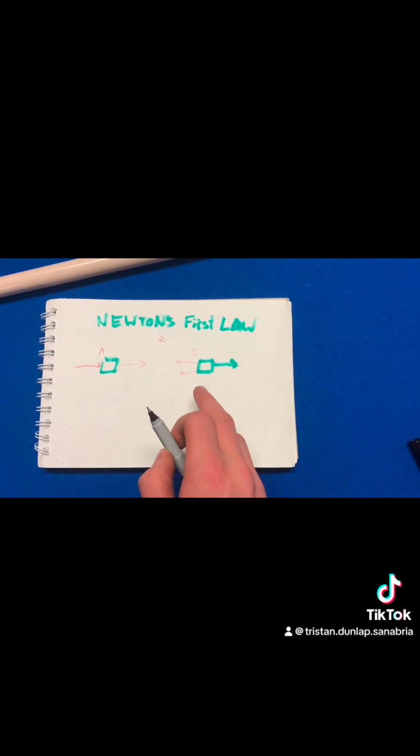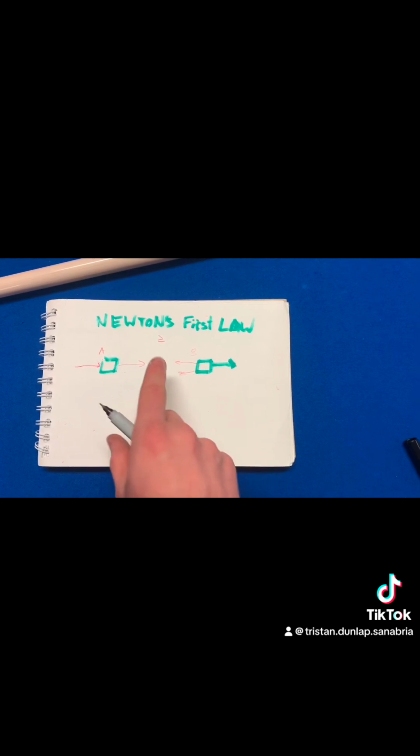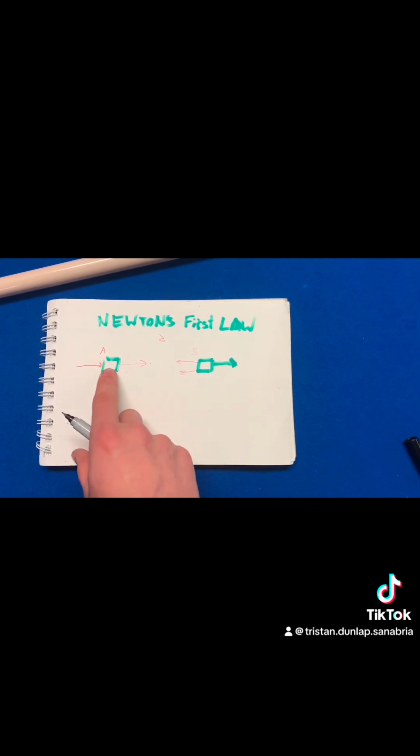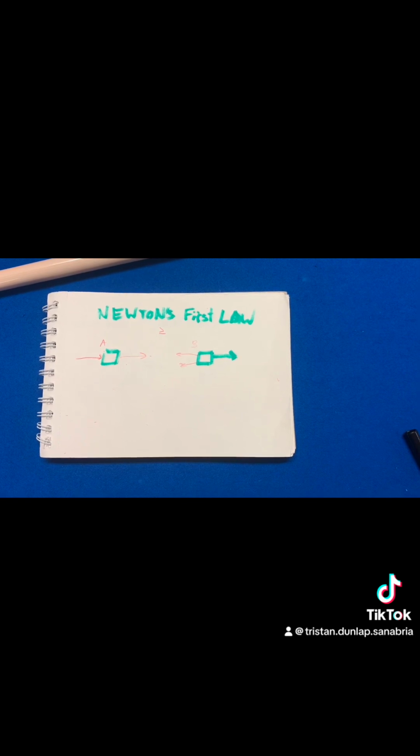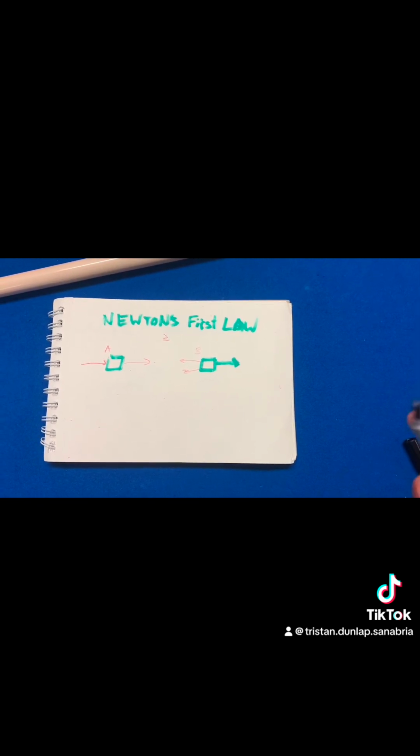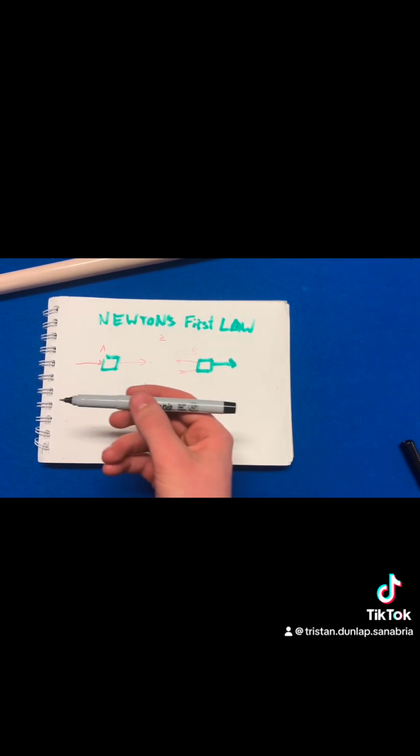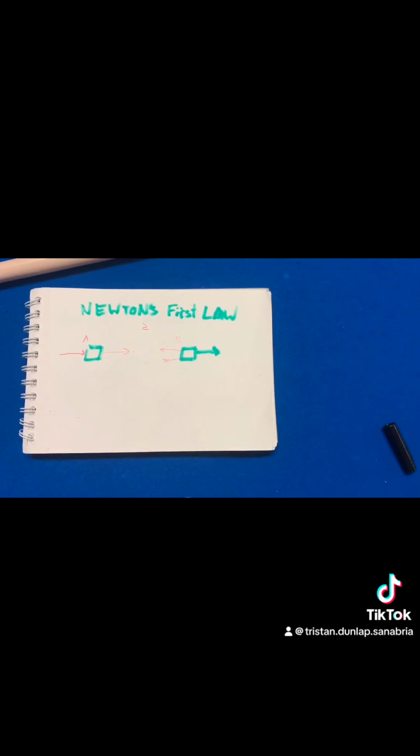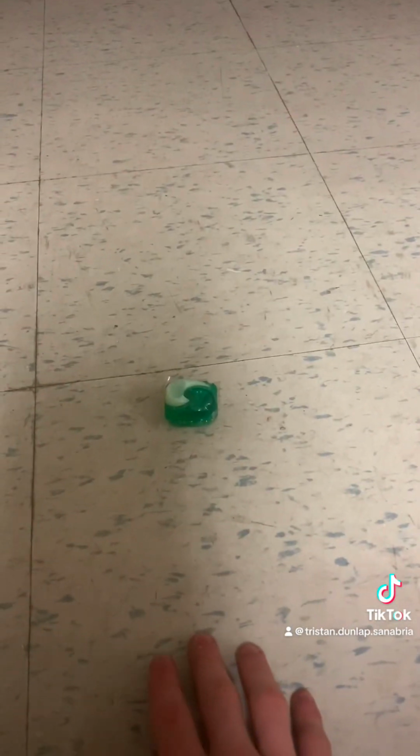Now, this is taking into account that these objects are in space. If you put a force on an object, it will move in that direction of the force forever. Except on Earth, there's friction, so it slows down over time. You'll see that in the experiment. Newton's first law is pretty simple.